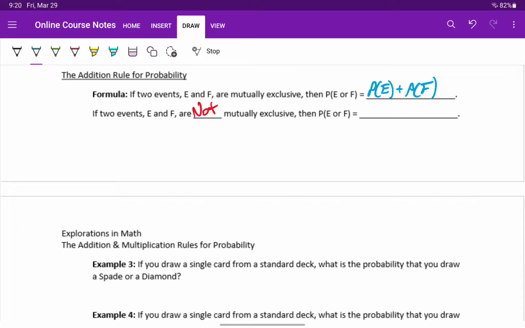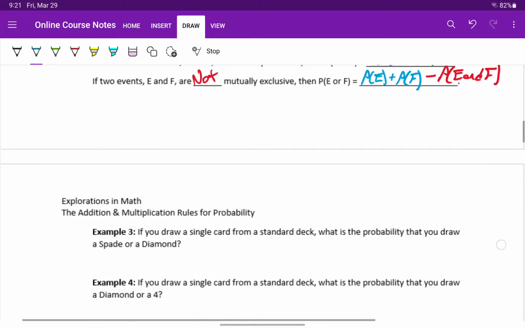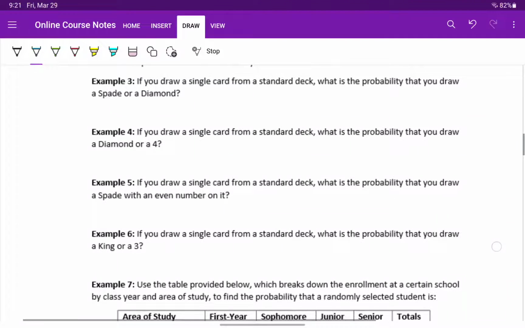If the events are not mutually exclusive, then this formula starts off exactly the same: probability of E plus the probability of F, but then we need to subtract out the probability of E and F. Essentially what we're doing is making sure we're not double counting the overlap between those different events. We'll take a look at some examples with this.